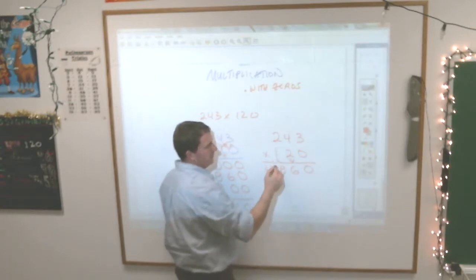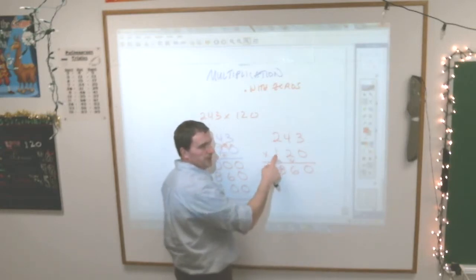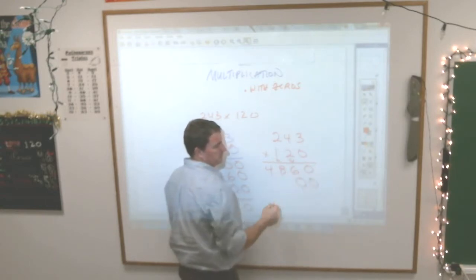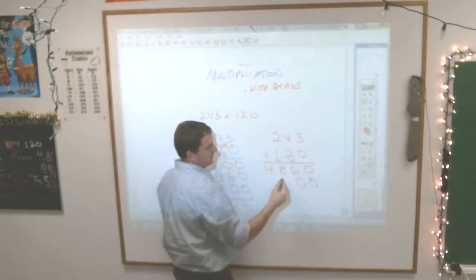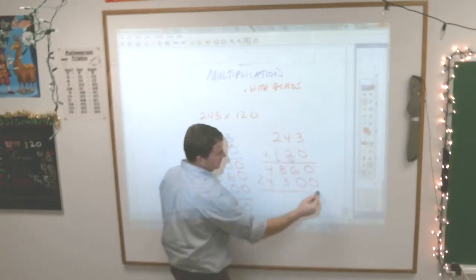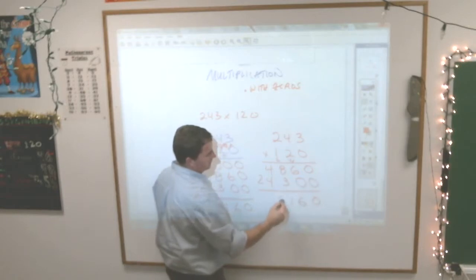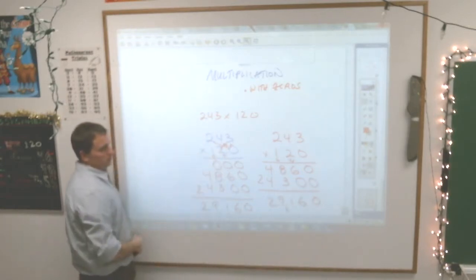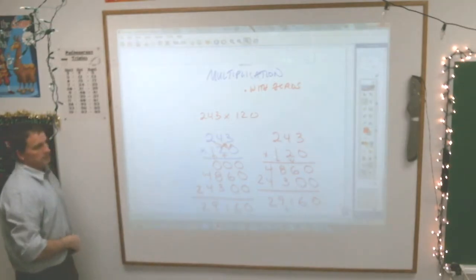Same thing with this 1. The first thing you multiply the 1 by is going to go directly under it, and these other 2 things are going to end up being zeros. So 1 times 3 is 3, 1 times 4 is 4, 1 times 2 is 2. You still get 0, 6, 1. You still get 29,160. You just have a 0 row that you don't have to deal with.